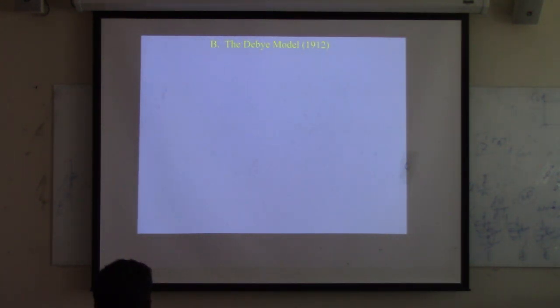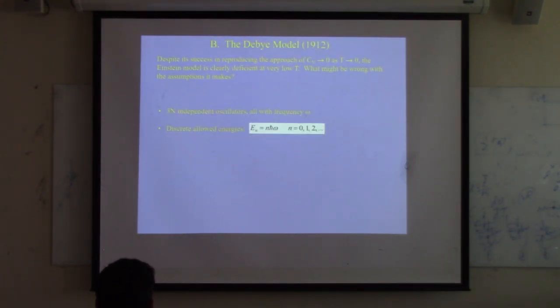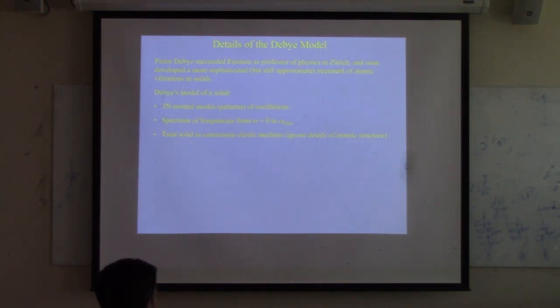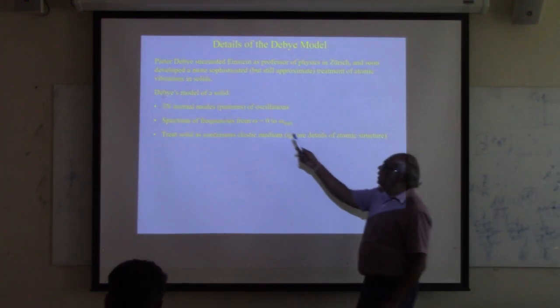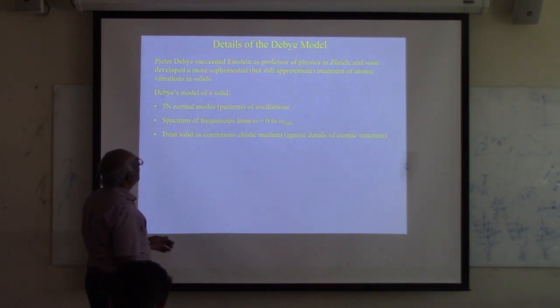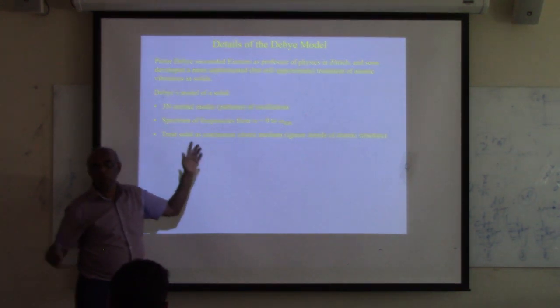That's when Debye came with a new idea. What his idea was: this is the problem with the Einstein model, right? All the frequencies were the same omega. So Debye assumes something like this. He still considers all the atoms to be represented by simple harmonic oscillators, but the frequencies are different.